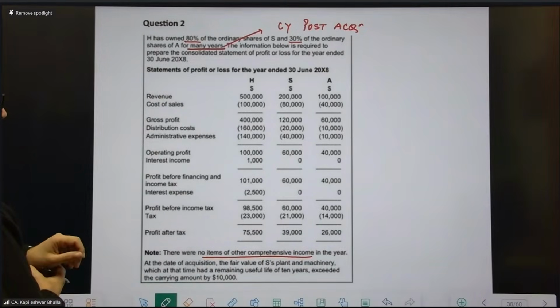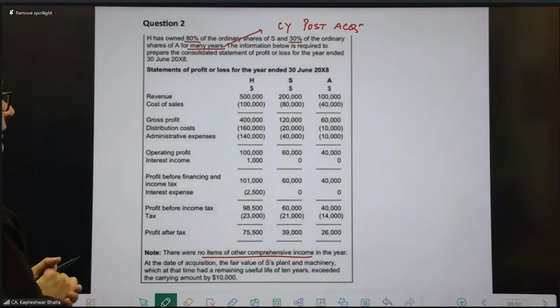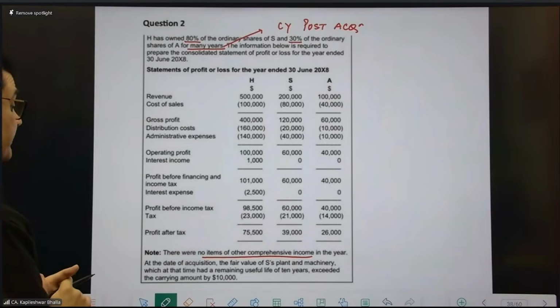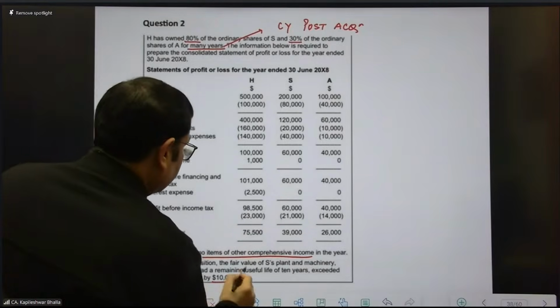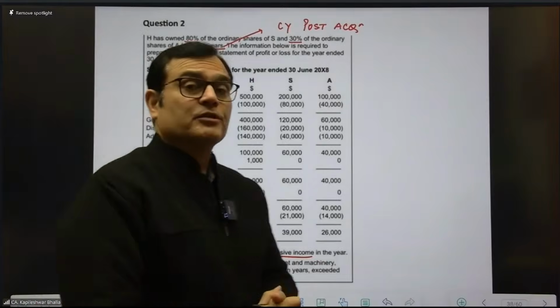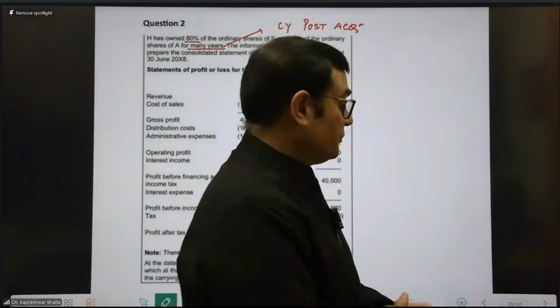And then it says at the date of acquisition, the fair value of S's plant and machinery, which had a remaining life of 10 years, exceeded the carrying value by 10,000. And that's a fair value adjustment. And you know that because of the fair value adjustments, we will increase the amount of depreciation in the P&L.